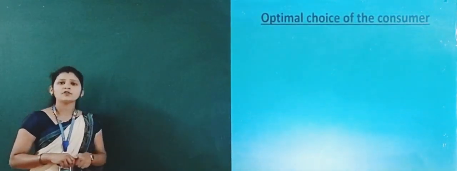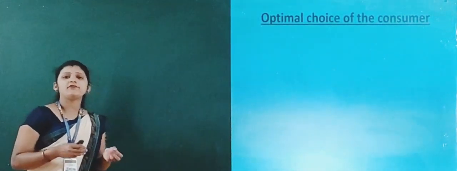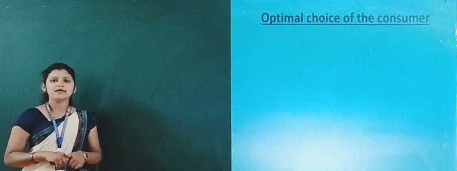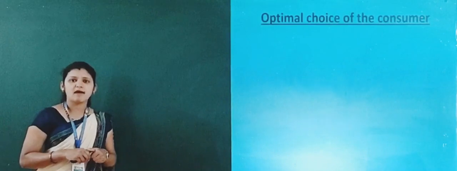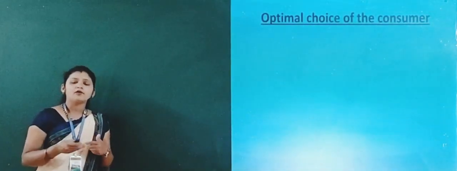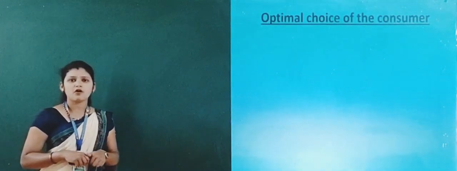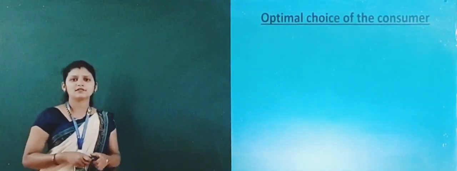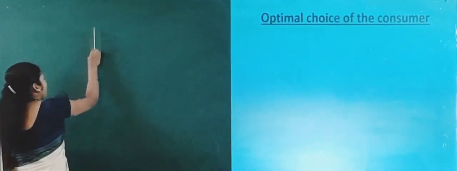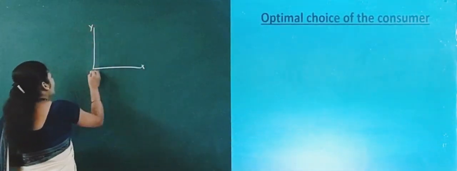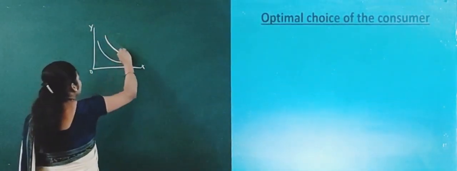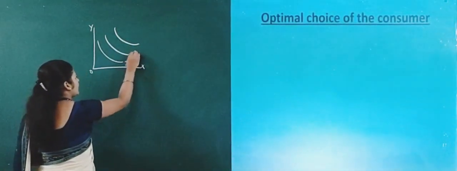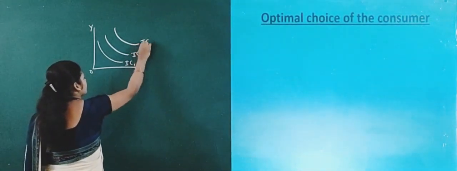Here the optimal choice of the consumer is a combination of the indifference map and the budget line. Now tell me, what is the indifference map here? The indifference map gives us different combinations of two commodities, and each and every combination provides us different levels of satisfaction. Okay, how will the indifference map look here?